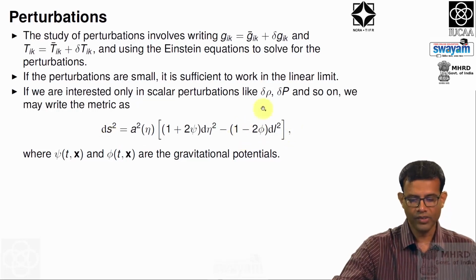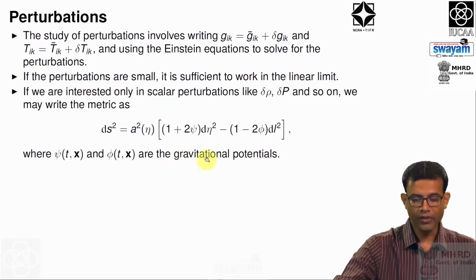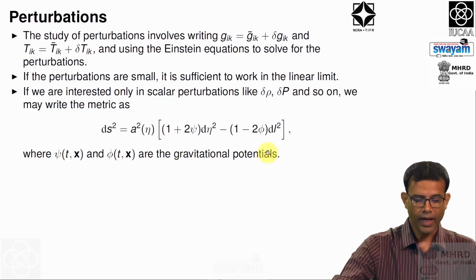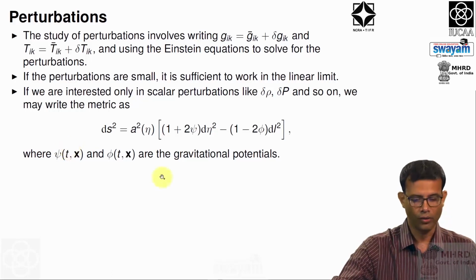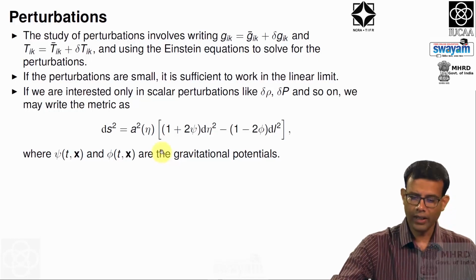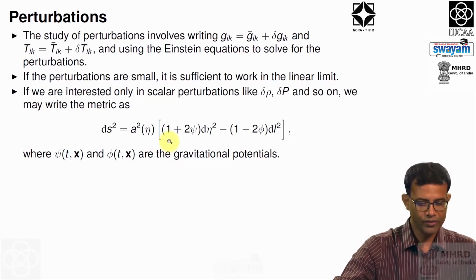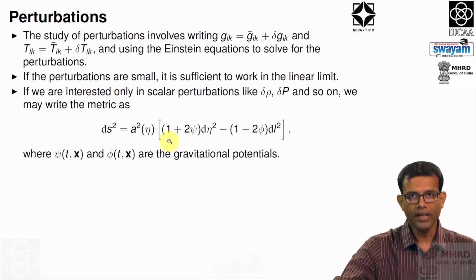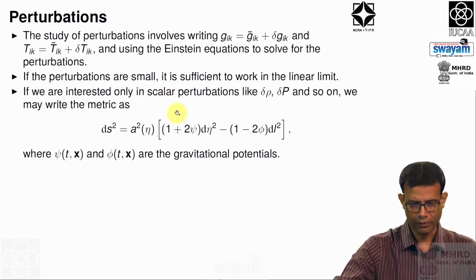So, the metric becomes something like this, where remember psi and phi are the gravitational potentials, and in general they depend both on the time coordinate, it can be t or eta, and also the spatial coordinates. In general there could be other kinds of perturbations as well. For example, there could be tensor perturbations which would correspond to gravitational waves, but for the moment we will keep our discussion simple and talk only about scalar perturbations.